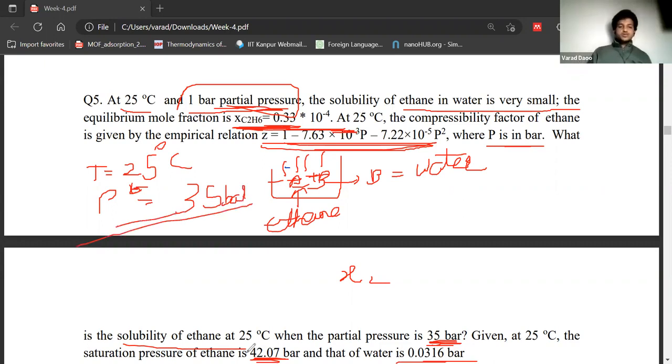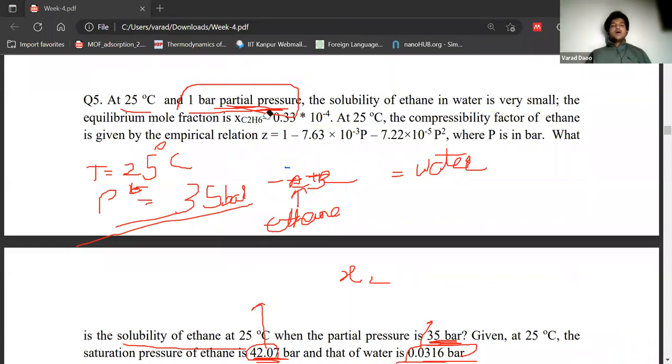We are also given the saturation pressure of water as well as of ethane. Just by looking at these two saturation pressures, we can say that there is a huge difference. Hence, one of the components is going to be present in dilute amount. With this hint, I would like you to try this question.